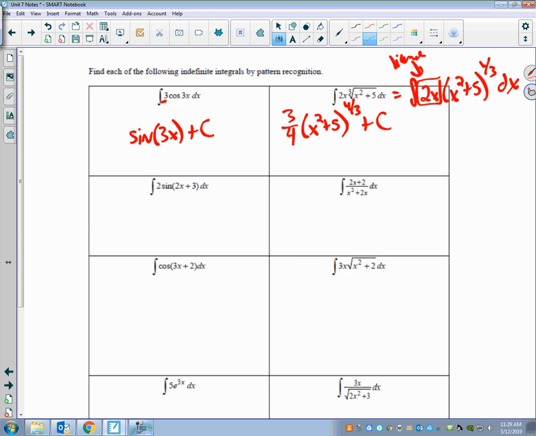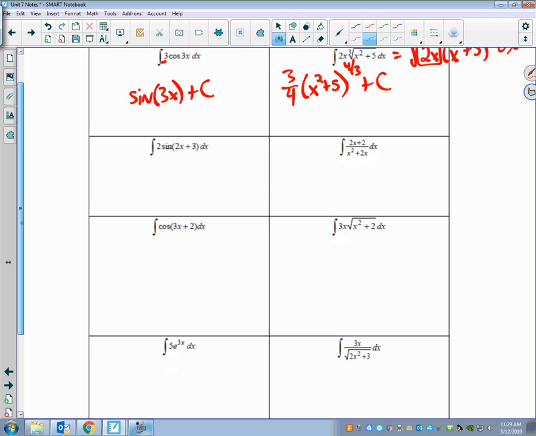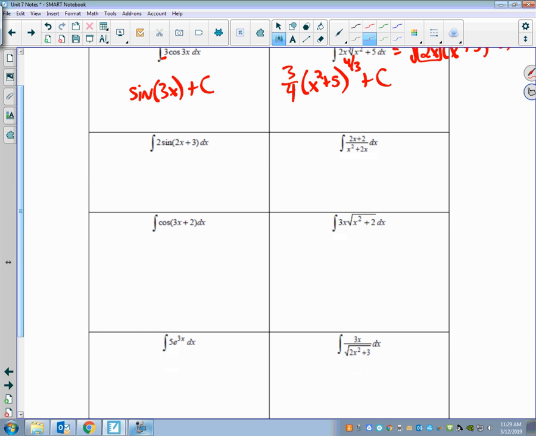Checking my time. Okay, so just jumping around to a few more here. What if they don't fit the pattern? So see, I think these two do fit.